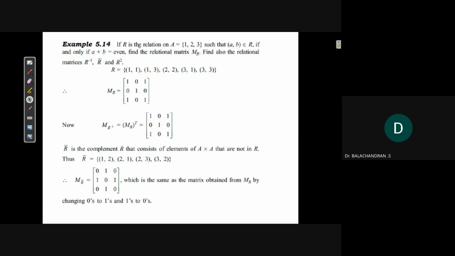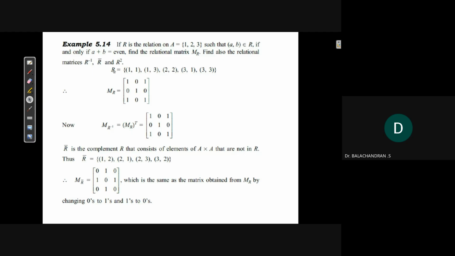Okay, the next problem is: if R is a relation on the set A equal to {1, 2, 3} such that (a, b) belongs to R if and only if a plus b is an even number, find the relational matrix MR. Find also the relational matrices of R inverse, R bar, that is the complement, and R square. So this is the question.